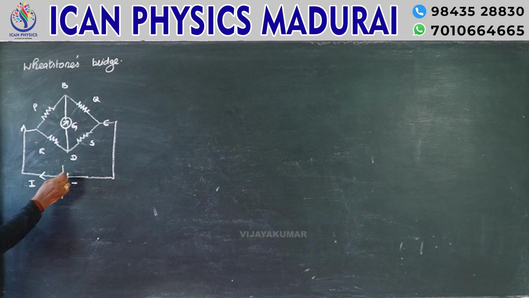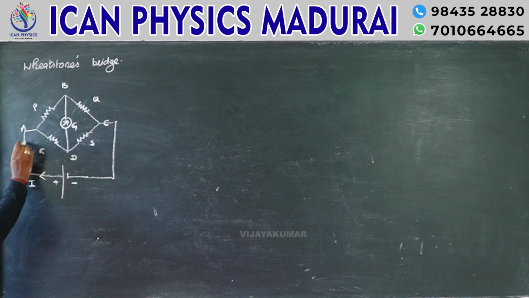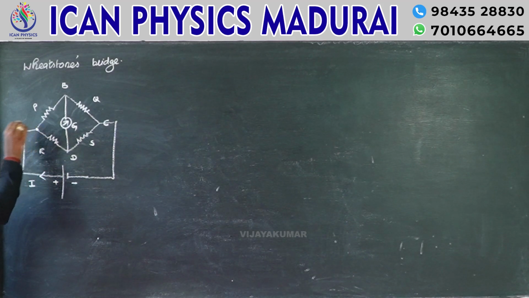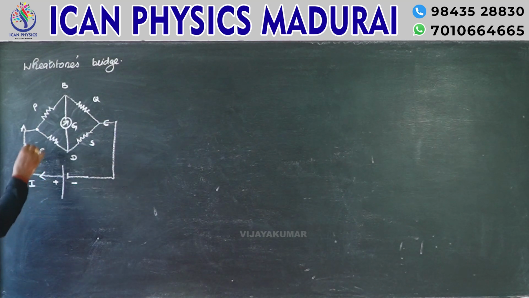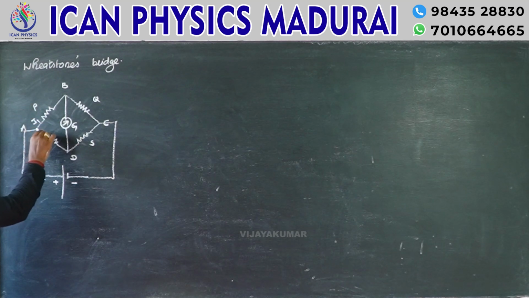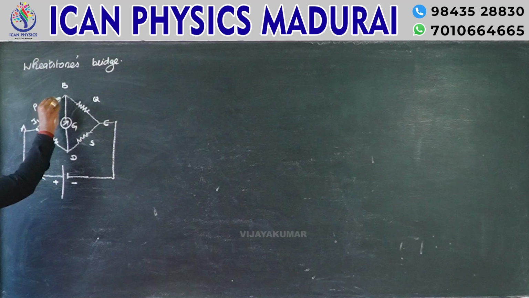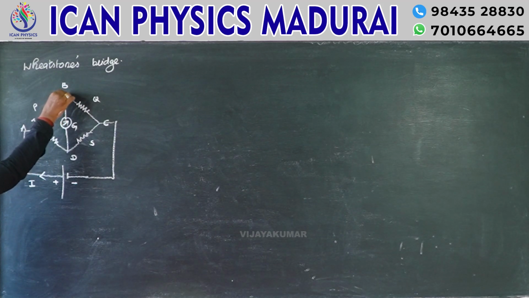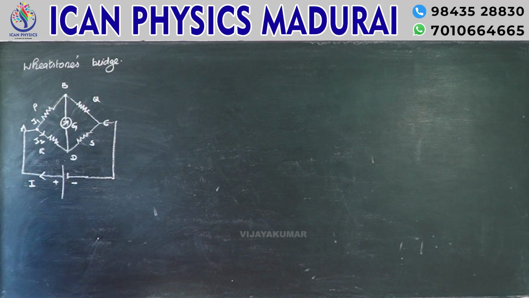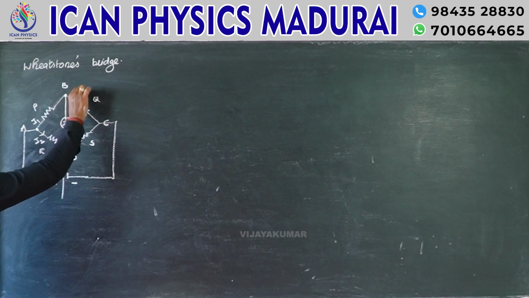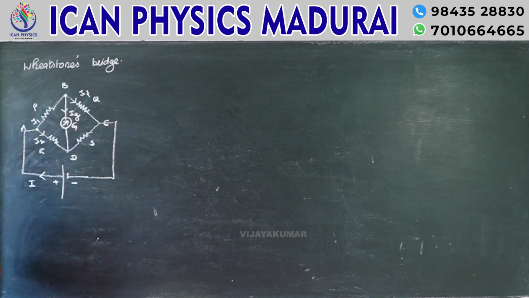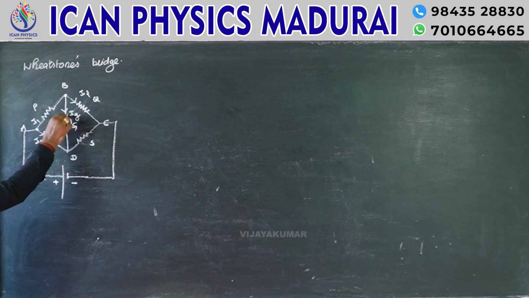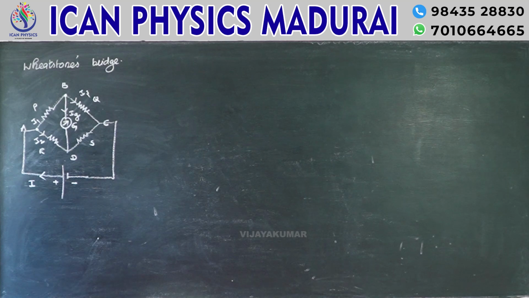Why? Because I is the current flowing from the source and it comes to the junction A. At the junction A, it splits into 2. Now it can be taken as I1 and I2. Now I1 is the current that comes to B. At the junction B, it splits into 2. Now it can be taken as I3 and Ig. Why are we taking Ig? The current which is flowing through the galvanometer is taken as Ig.